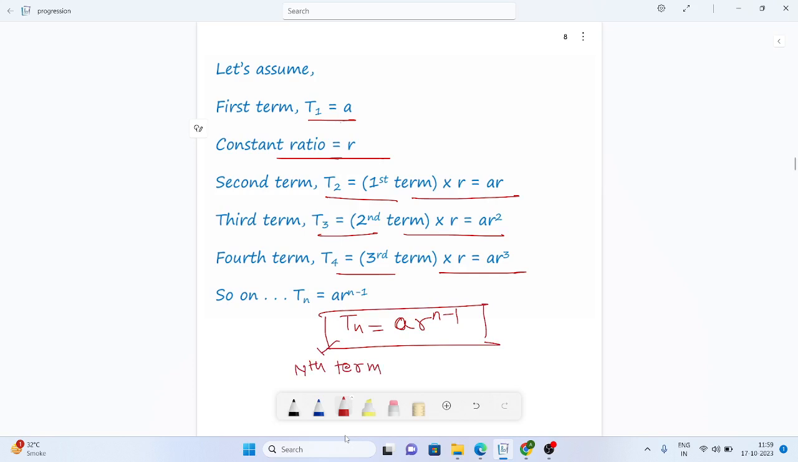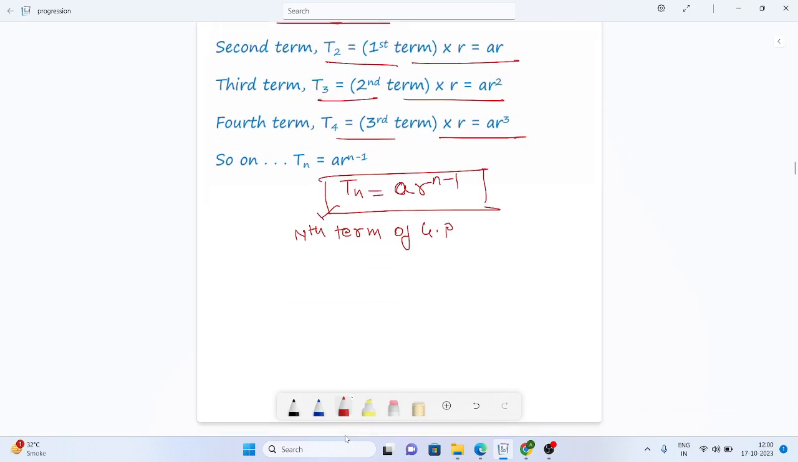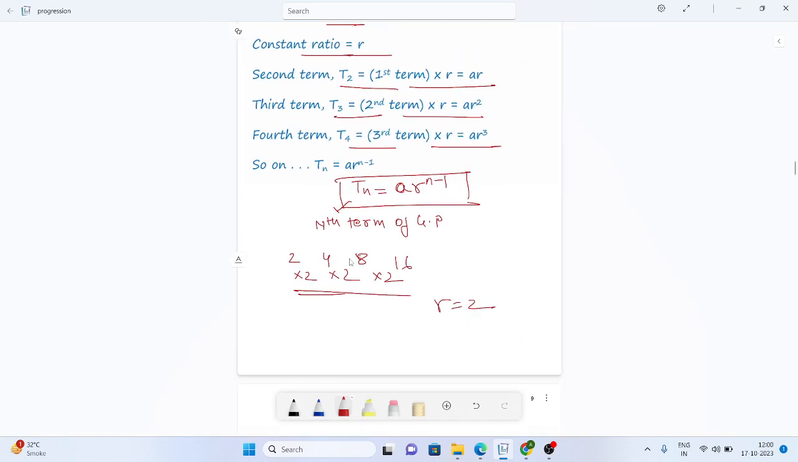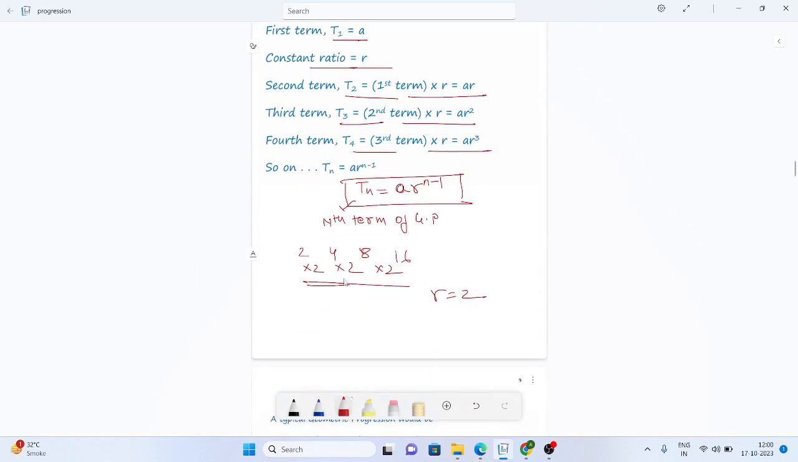Okay. Similar to AP, but here the formula is changed. So in GP, if you also want to find the nth term or the number of terms, you use this formula by putting this equal to the last term, which we do in AP. Let's say if I take example 2, if you multiply by 2, you get 4, which is GP. Again multiply by 2, you get 8, then 16. So this is GP where common ratio is 2. So note down this, then we move forward. Done?